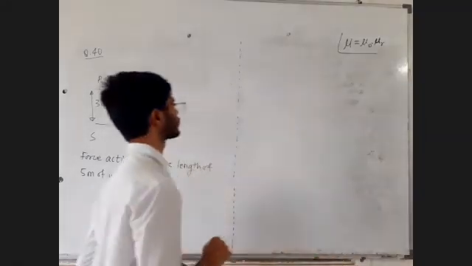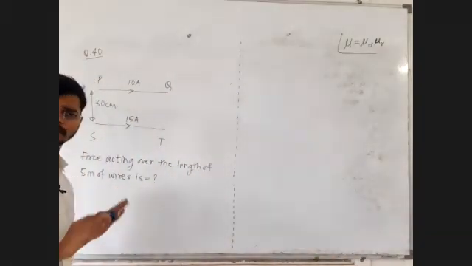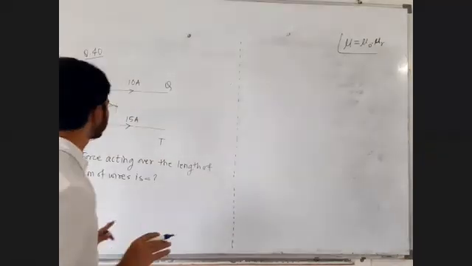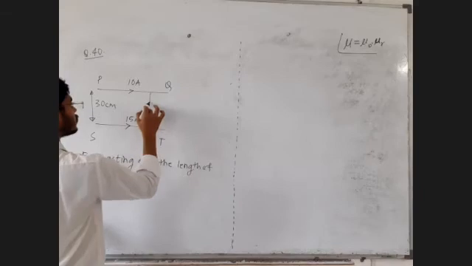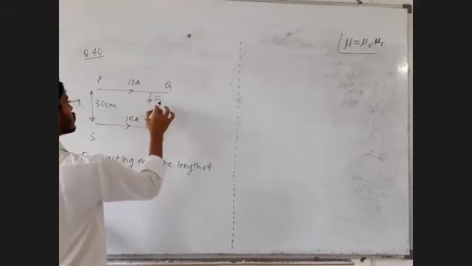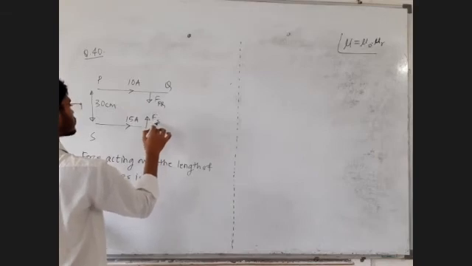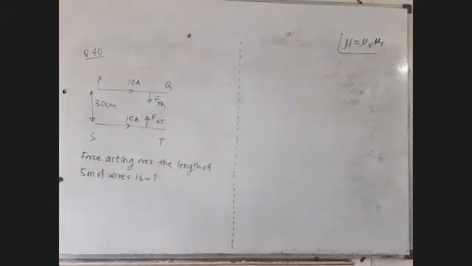Like currents attract. So two options eliminated. Two options eliminated. Do the smart work. They are going to attract each other. This is the force on the wire PQ. This is the force on the wire ST. All right. We want to find out the force.